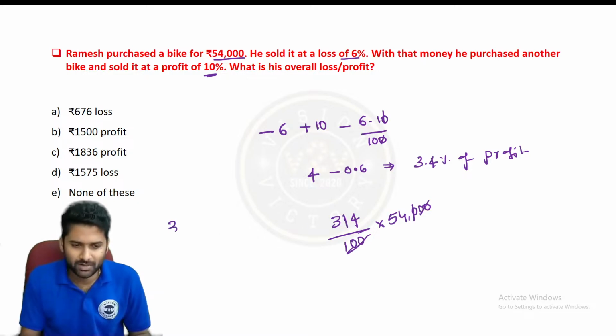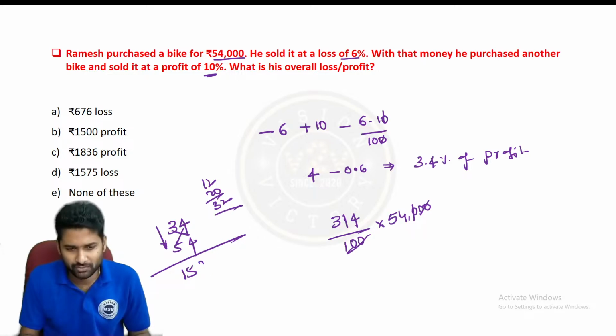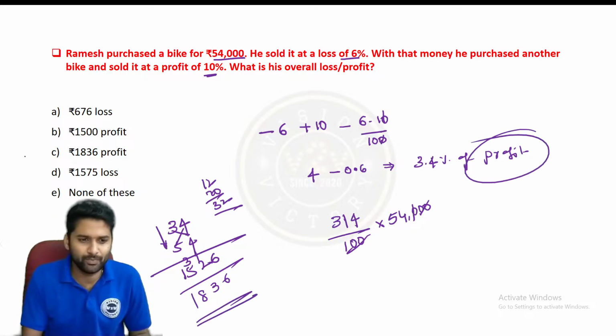So here the product of 54 and 34 gives you the answer. See, 5 3s are 15. Cross multiply them. It's 32. 2 here, 3 here, and 4 4s are 16. So 1836 rupees of profit.